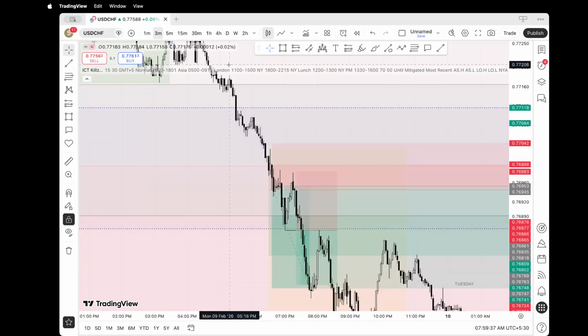Most probably it must be based on correlation or something, because USD CHF and GBP USD. GBP USD was buy and USD CHF was sell, and USD JPY was also sell. So that is why maybe this trade was purely based on correlation, is what I think.